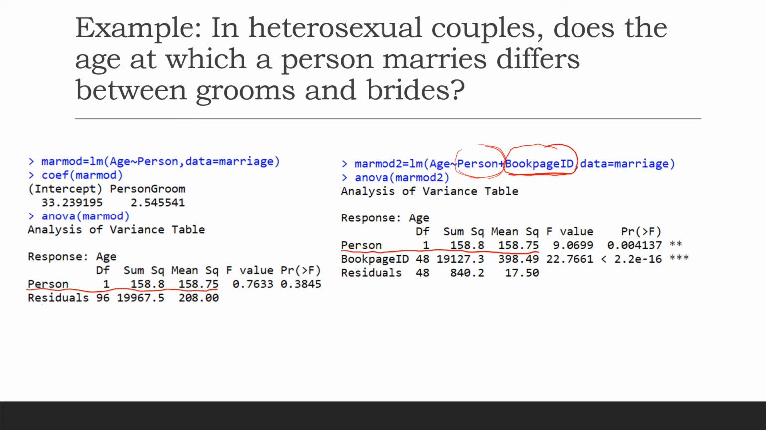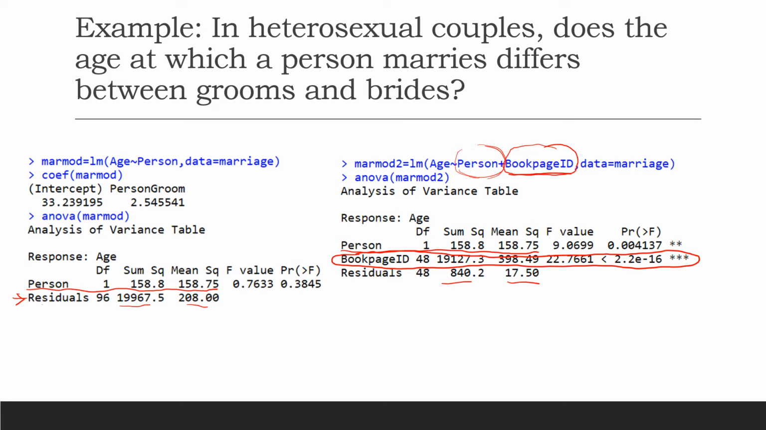The variance that was left over in the residuals, you can see the sum of squares and the mean squared are much smaller than they were before. And the variable that is identifying which couple the data came from is soaking up a lot of the variability because couples tend to be close in age to each other, right? An older person will tend to marry someone who is also older. A younger person will tend to marry a person who is similar in age.